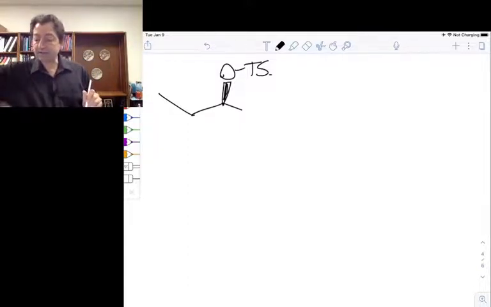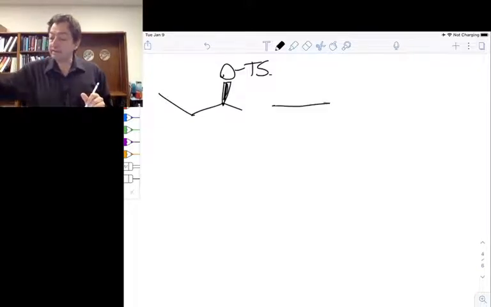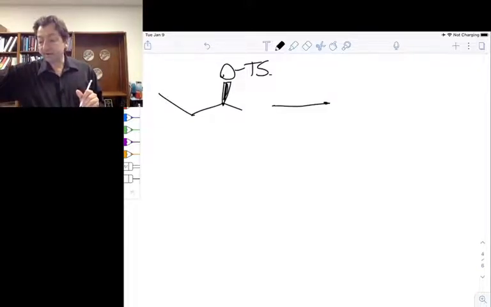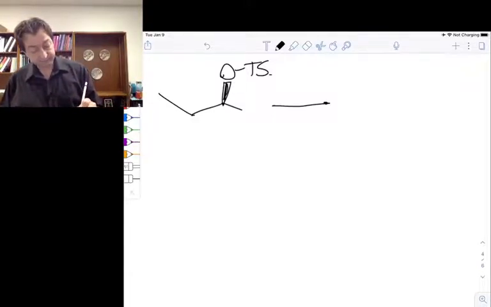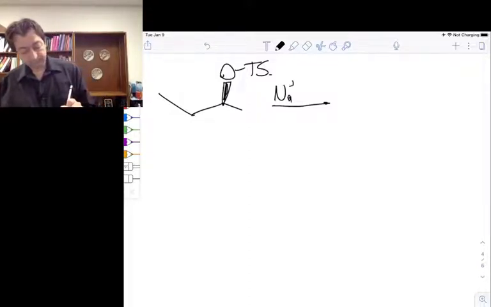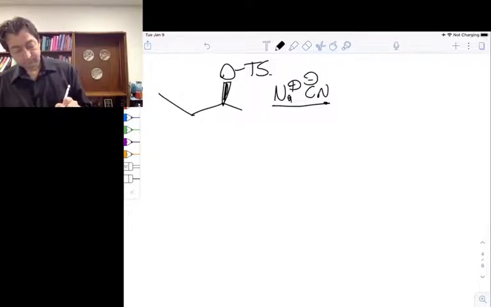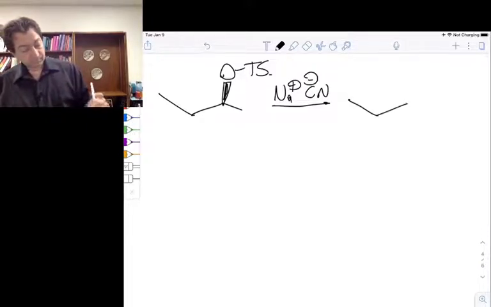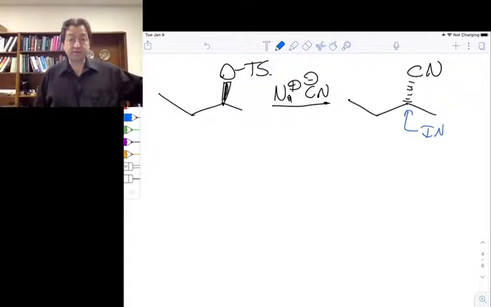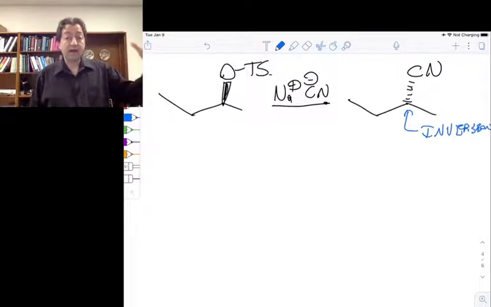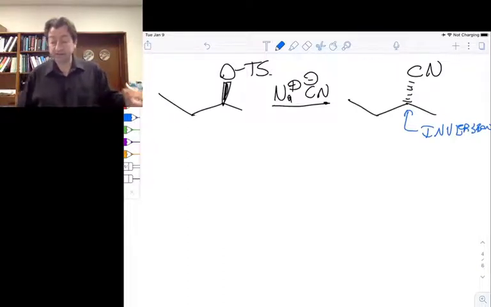And now we can displace this with whatever nucleophile it is that we'd like to use. So here we can now use sodium cyanide. And we're cleanly observing SN2 because we get full inversion. We get inversion of that stereogenic center. We get complete inversion of that stereogenic center. So the cyanide is acting as a nucleophile, and that tosylate ester now is acting as a very good leaving group.